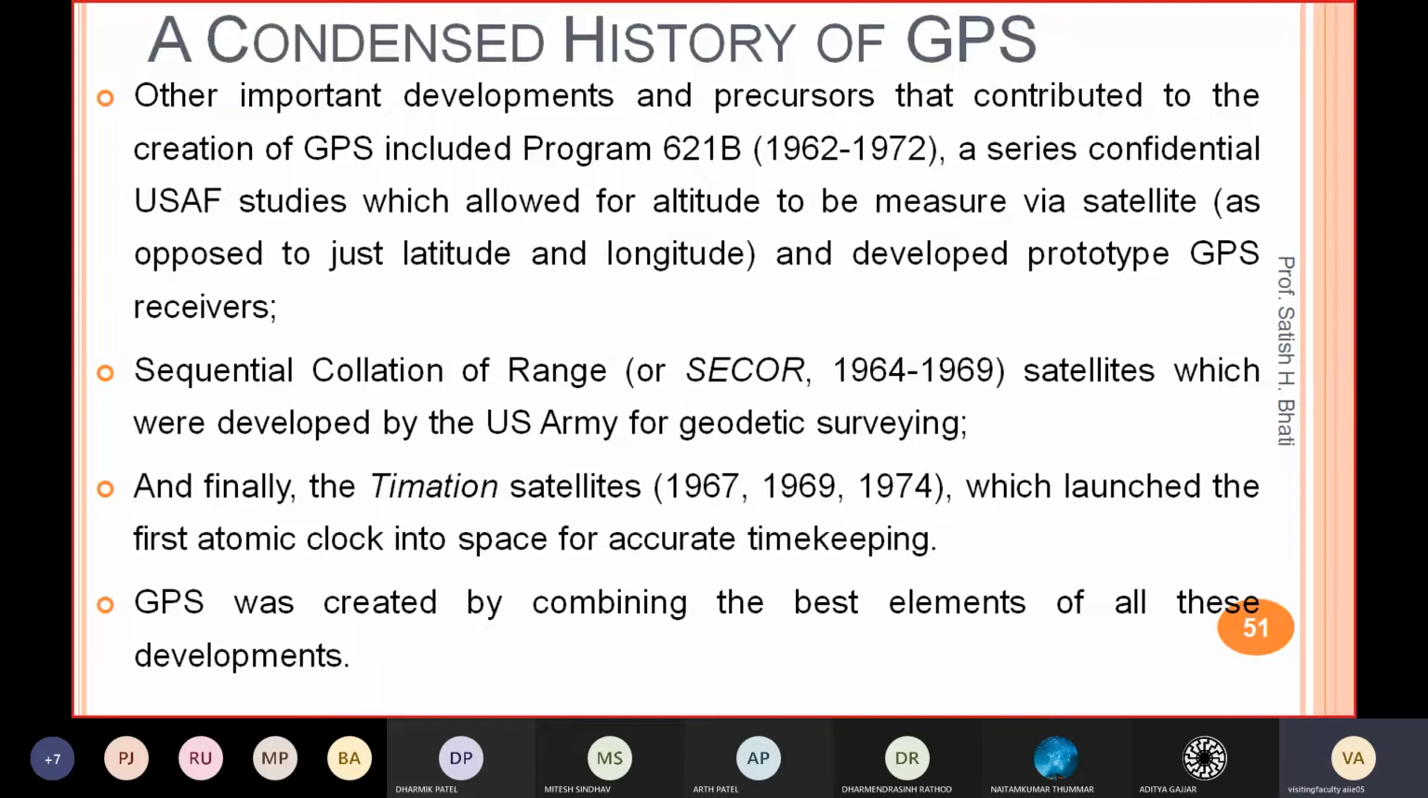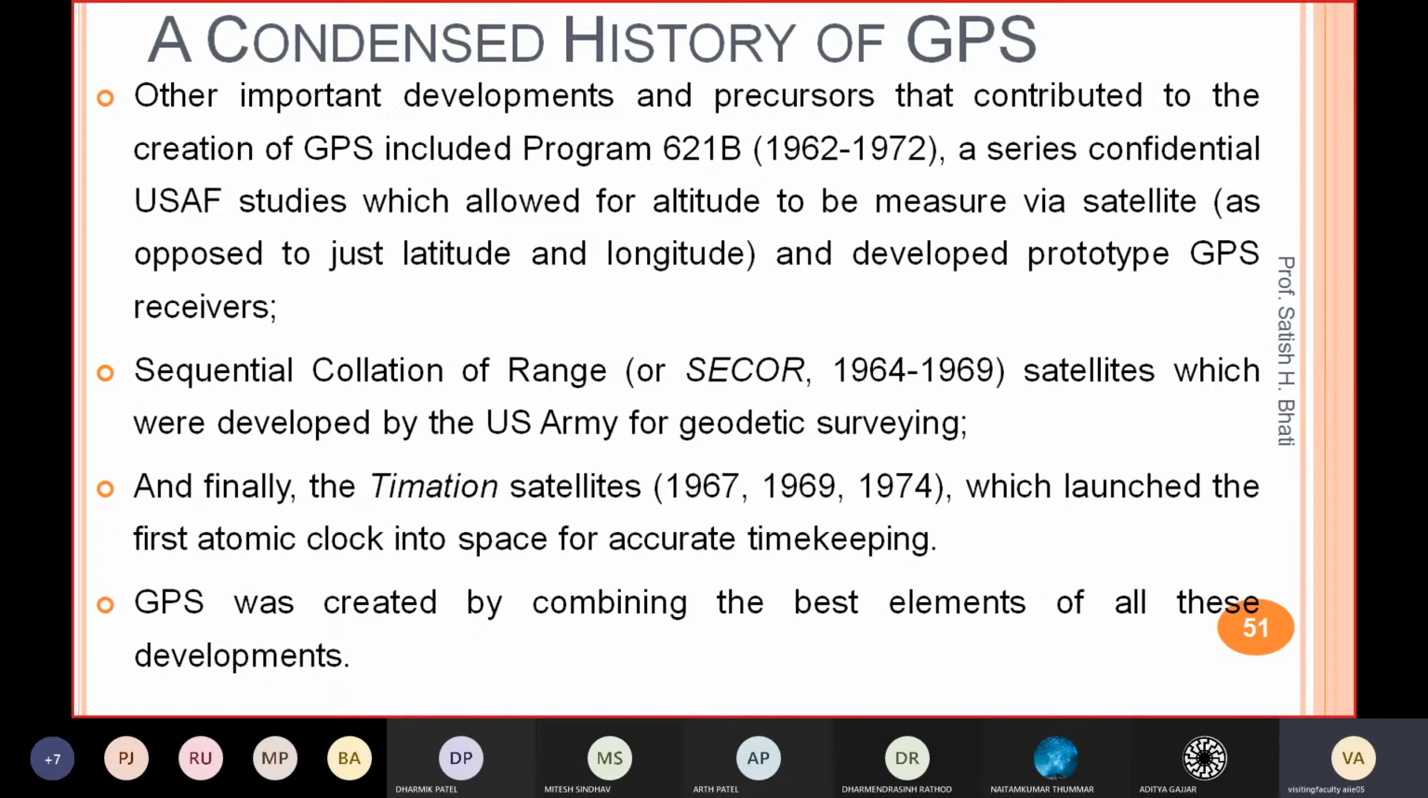It was a series of confidential USAF studies which allowed altitude to be measured via satellite. Nowadays we are measuring latitude and longitude, but in that program it was allowed to measure the altitude via satellite. And in that program, they developed a prototype GPS receiver. So one kind of receiver they developed.